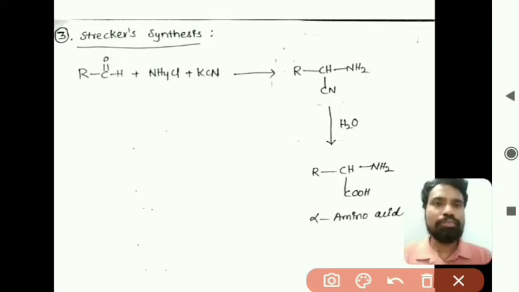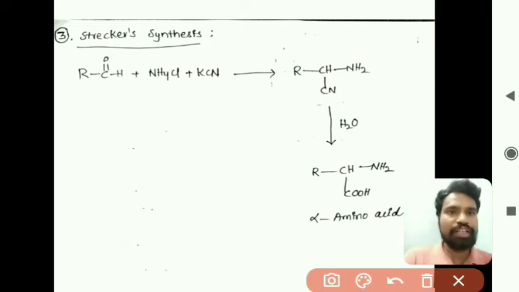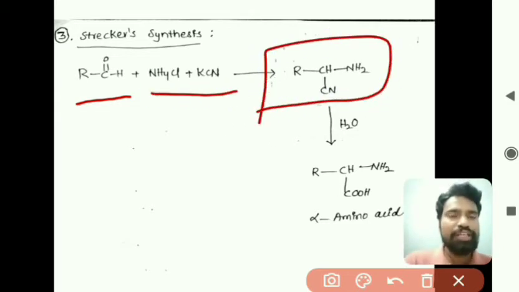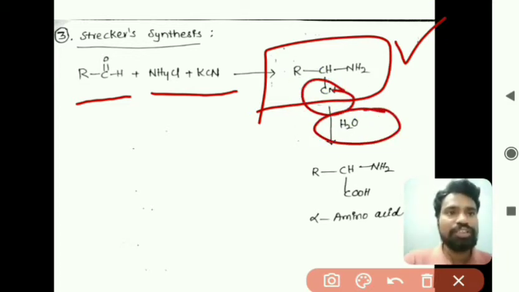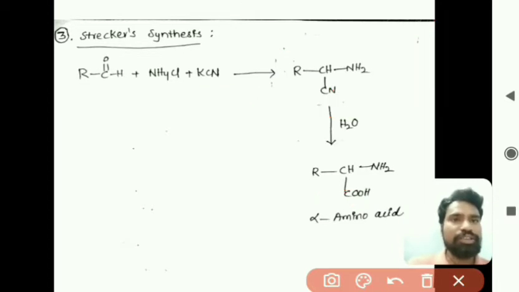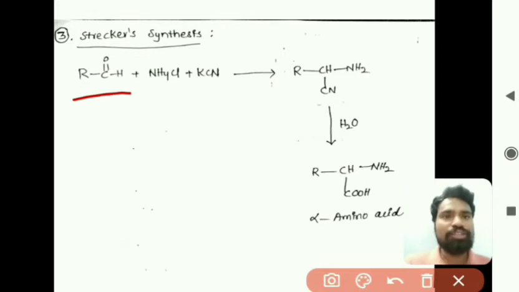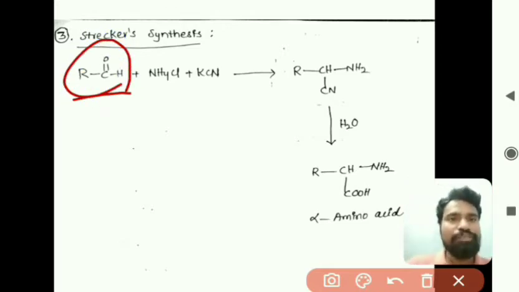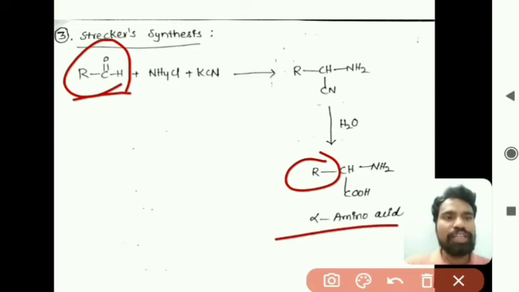The basic point is that when we treat aldehyde, that is RCHO, with ammonium chloride and potassium cyanide, this forms amino cyanide. Upon hydrolysis, the CN cyanide group will become a carboxylic acid group, so that we will get alpha amino acids. So this is the Strecker synthesis process. The starting material is the aldehyde RCHO. Whatever aldehyde we take, we will get that kind of amino acid.